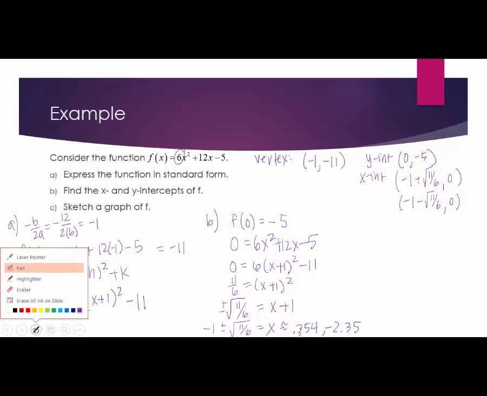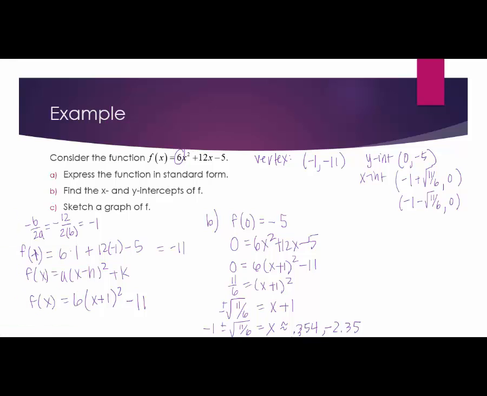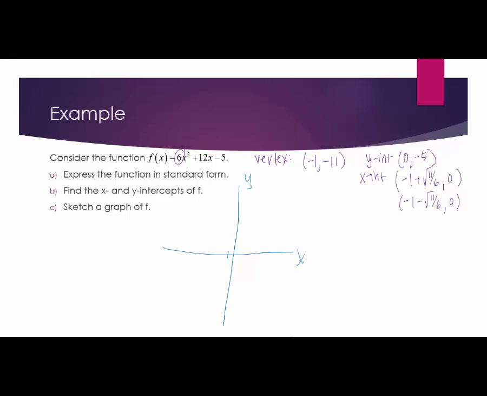Let me just clear the screen so that we can graph this. My vertex is at -1, -11. My y-intercept is at 0, -5. So there was -5, and here's a point. I think I'm also going to try to approximately plot these x-intercepts. Remember, one was at about 0.354, so that's quite skinny. It's going to be in here somewhere. And the other was about -2.3, so somewhere in here. This is going to work a lot nicer if you've got graph paper. But I think my parabola is going to look something like that.